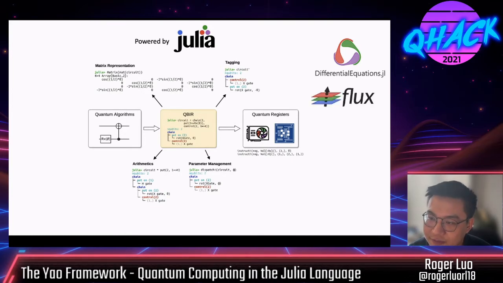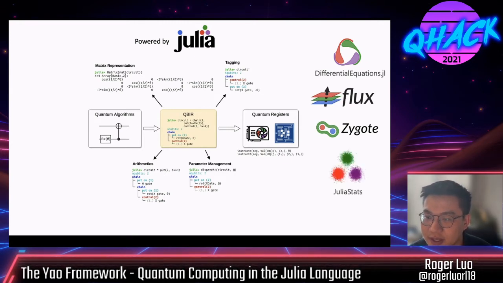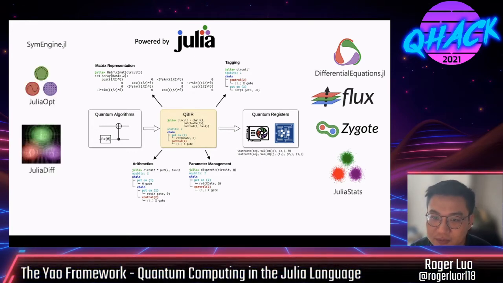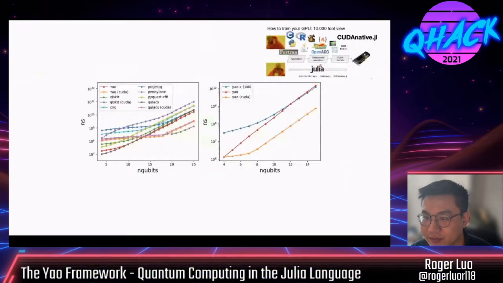There's also Flux and Zygote, which provide classical automatic differentiation for neural networks and general classical programs. And there's JuliaStats and symbolic calculation using SymEngine. So a lot of code will just work if you combine other Julia packages with Yao, because the simulation and the backend are written as generic programs, which means they work on arbitrary types.